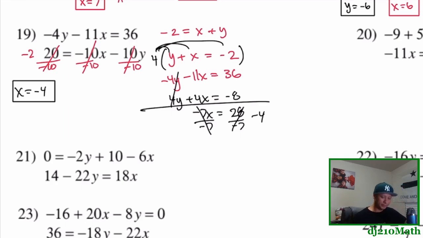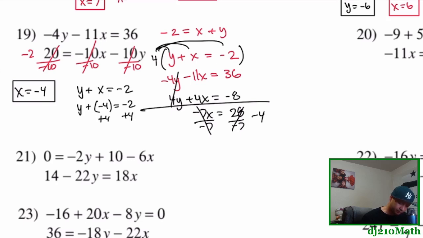All right, I've got to plug that in somewhere. I'm plugging that into y plus x equals -2. So y plus -4 equals -2. I'm going to add 4 to both sides. So y is equal to positive 2.